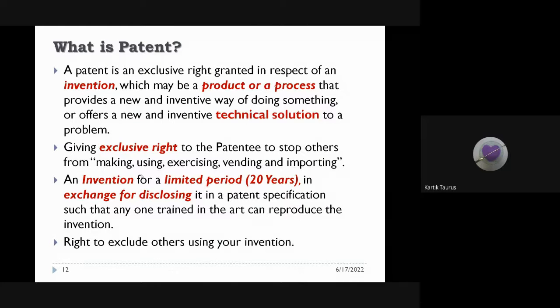Let us see what is a patent. A patent is an exclusive right which is granted to an invention. And this invention is a product or a process which gives a technical solution to a problem. So if everybody is comfortable, I'll just tell this in Tamil.